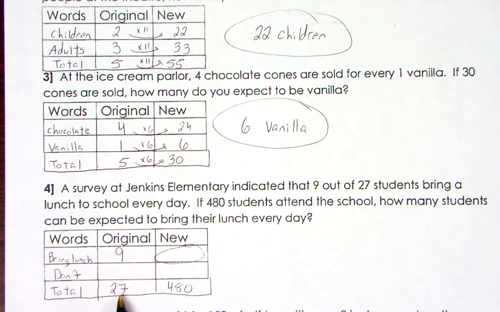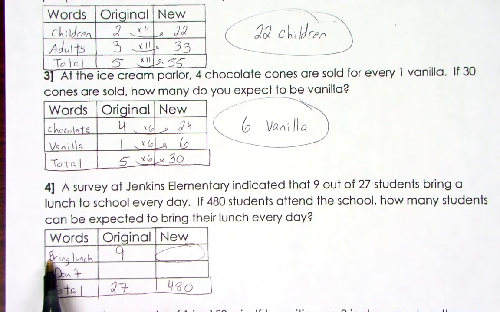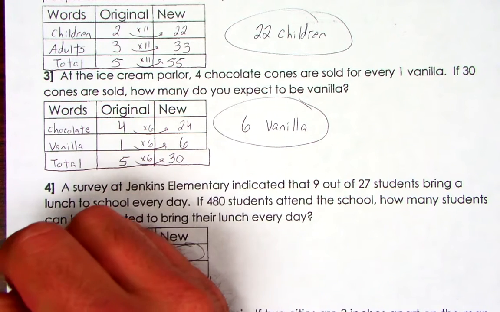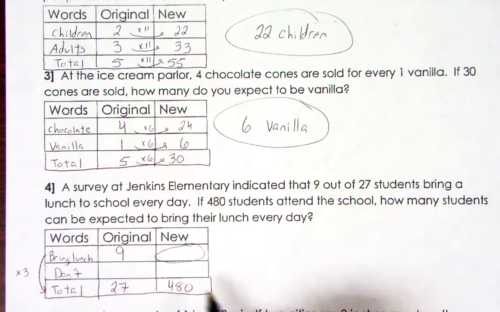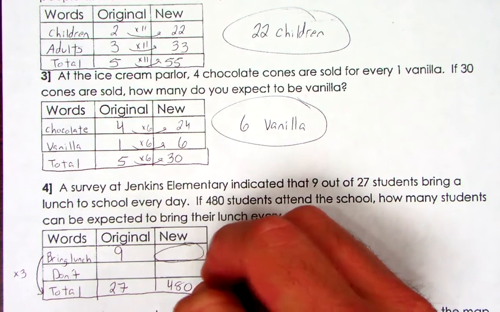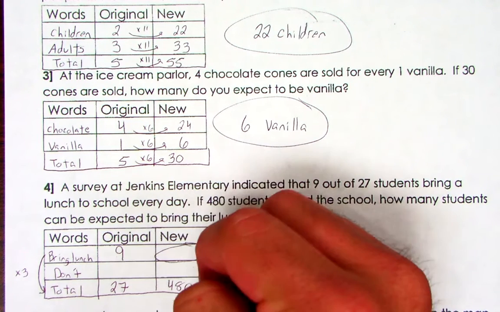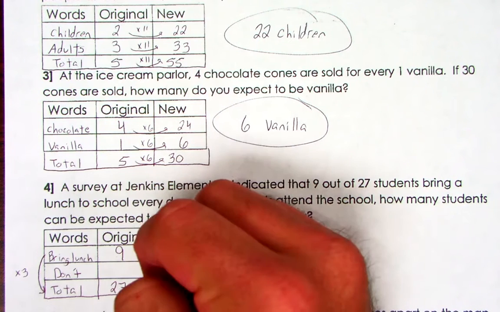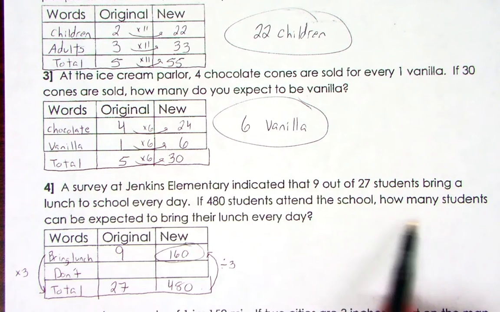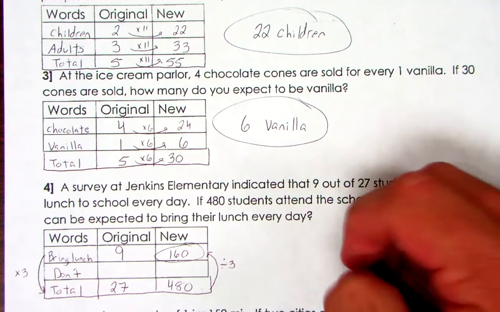Some of y'all can say to go from 27 to 480, you multiply by like 17.8 or something. I don't like doing it that way because I don't want to deal with the decimal. But I see an easier way. I see going from 9 to 27. To go from 9 to 27, you multiply by 3. But that's going from small to big. Now I'm going from big to small, so I'm going in the opposite direction. So I would actually divide by 3. 480 divided by 3 is 160. The question says how many students expect to bring their lunch every day? So the answer is 160 students.